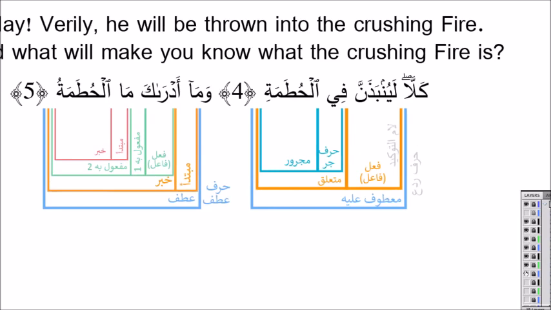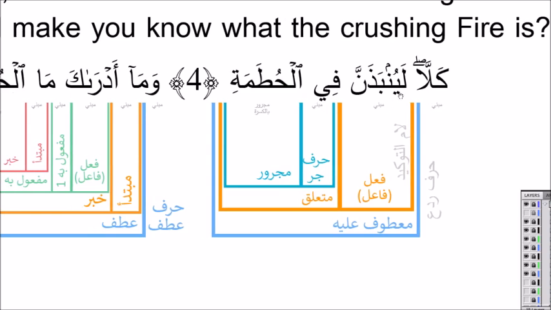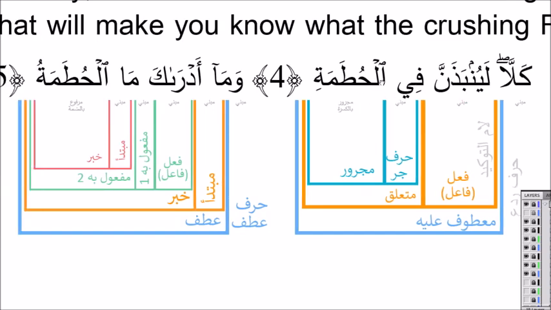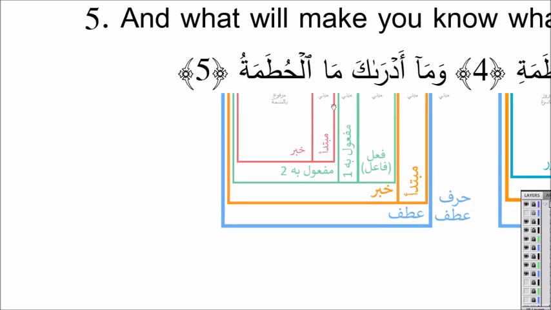Okay, taking a look at the i'rab of each of these words, we have kalla, which is a particle of reproach, which is mabni. Then we have the present tense verb, but here it's mabni because it's attached to the noon of emphasis. And then we have fi is mabni, harf jar, and al-hutama is the majroor with the kasra in the place of jar. Then we have waw is mabni, ma is mabni, adra is mabni, past tense verb, the ka is mabni in the place of nasab, ma is mabni, and al-hutamah is marfu' with a dhamma.